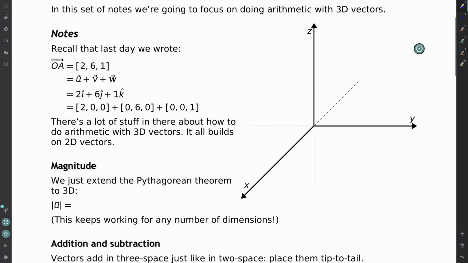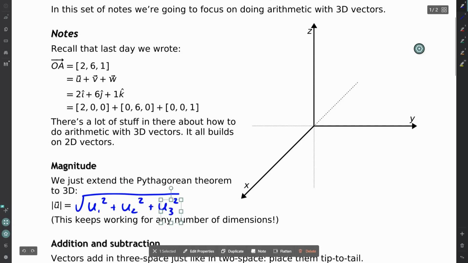First of all, we're going to talk about magnitudes. How do we do magnitudes of 3D vectors? Well, we just extend the Pythagorean theorem to 3 dimensions. So if we have a vector u that has components u1, u2, u3, then the magnitude is u1 squared plus u2 squared plus u3 squared, and we take the square root of all of that.